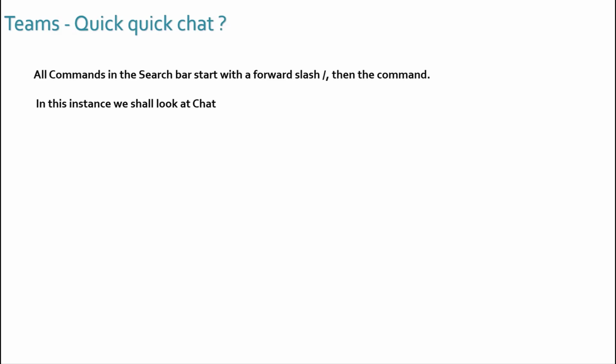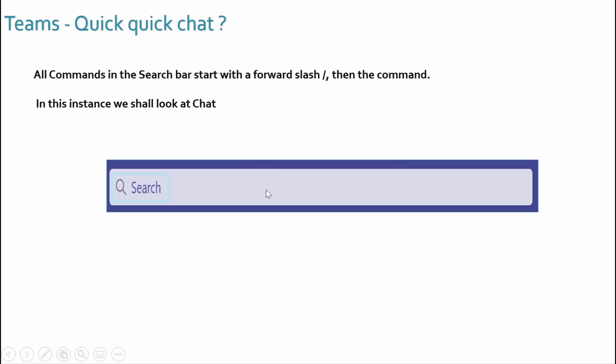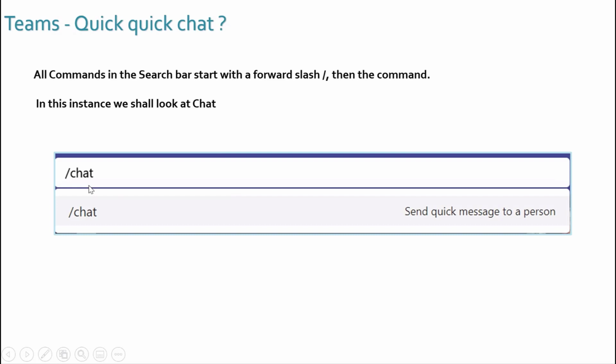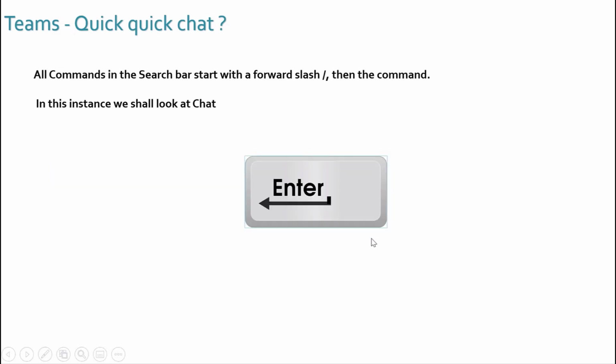So a lot of people forget that in the search bar at the top of Teams, you have the option to type in slash commands. And we can do that for chat. Let's have a look. So the first thing is, if you go to your search bar at the top of your screen and click into the search bar, you can then type in / and chat. This is going to allow us now to send a quick message to a person, but stay in the screen that we are currently in. So type in / and type in chat, and then press enter on your keyboard.